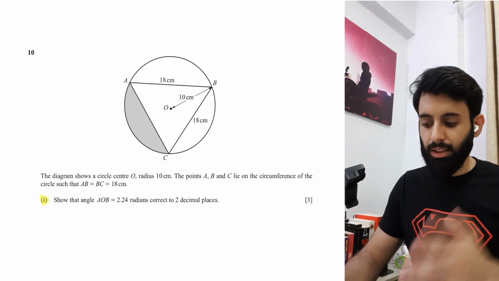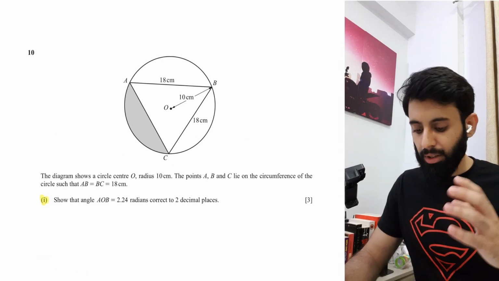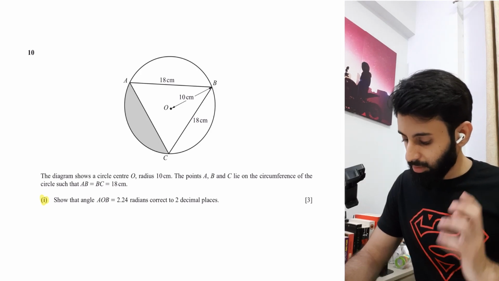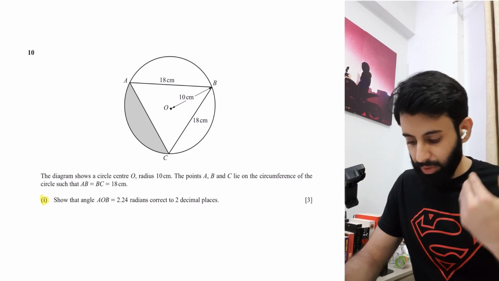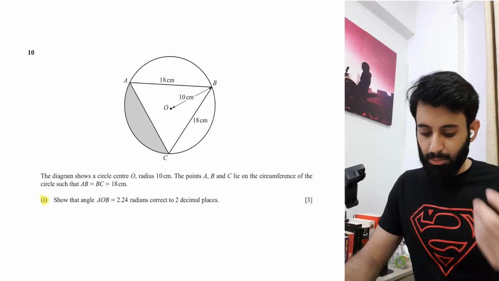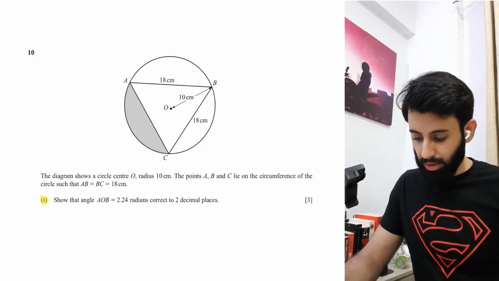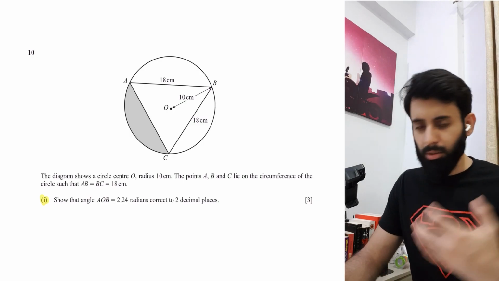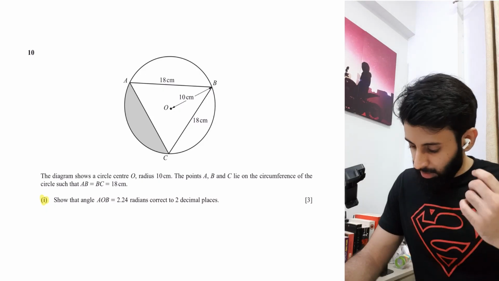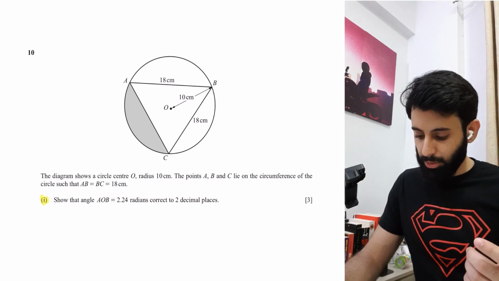Let's see what it says, and let's see what we are given, and what exactly we need to work out. So it says here: the diagram shows a circle, center O, radius 10 centimeters. The points A, B, and C lie on the circumference of the circle such that AB is equal to BC. So we're sort of dealing with an isosceles triangle. Show that angle AOB is equal to 2.24 radians.